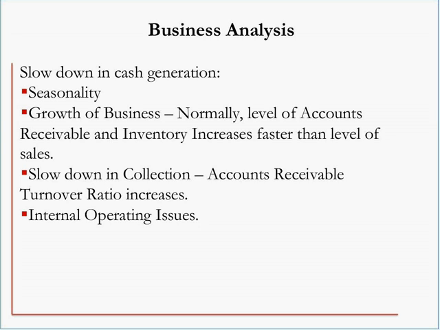So it is a use of cash and slows down your cash generation. And the last issue is internal operating issues. They could be personnel issues. They could be efficiency issues in your production cycle. They could be almost anything. But they can have a negative impact on your cash generation as a business.